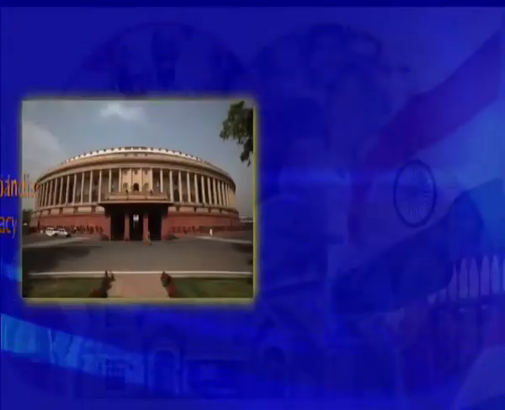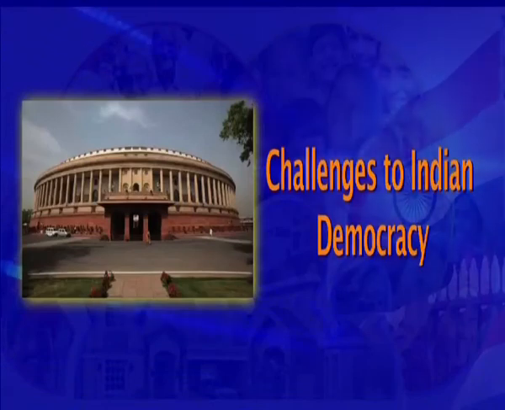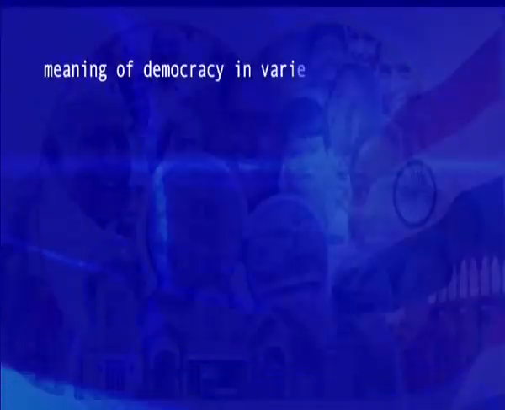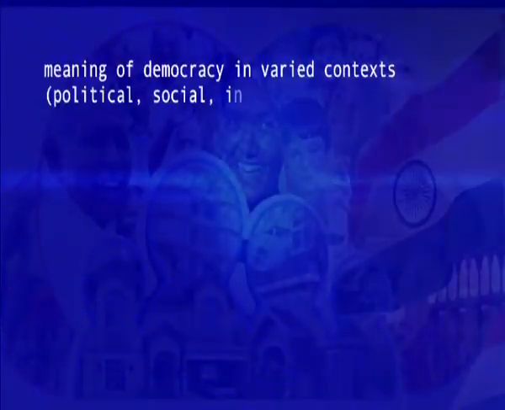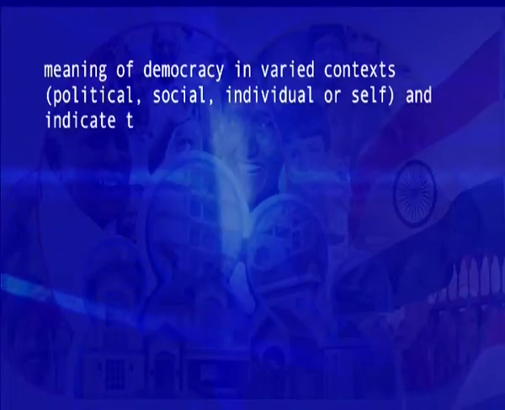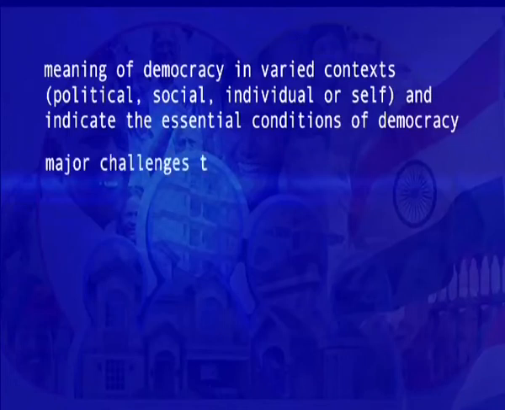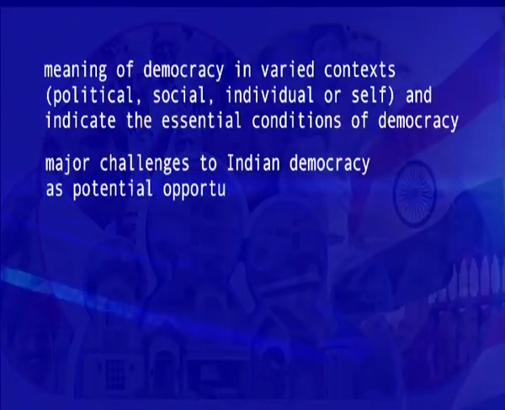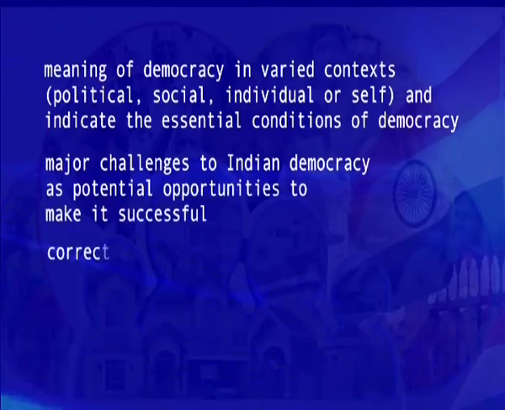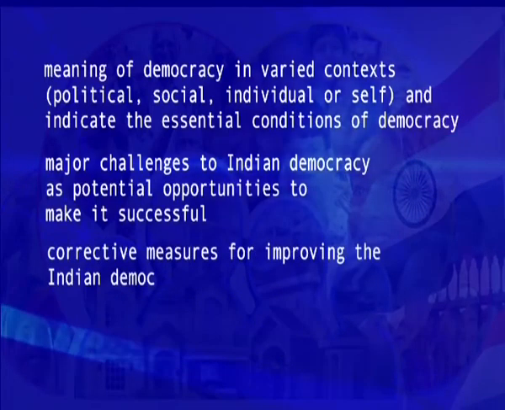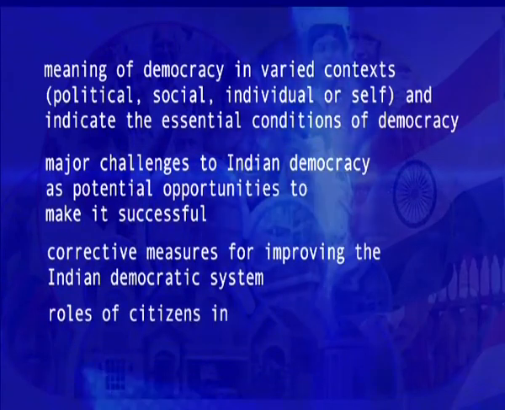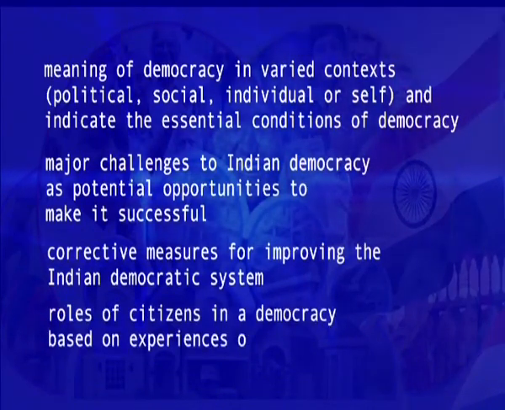Dear learners, in this lesson we will learn about the challenges to Indian democracy. Let me tell you very briefly the objectives of this lesson: the meaning of democracy in varied contexts, that is political, social, individual or self, and the essential conditions of democracy; major challenges to Indian democracy as potential opportunities to make it successful; corrective measures for improving the Indian democratic system; and the last objective is the role of citizens in a democracy based on experiences of life.